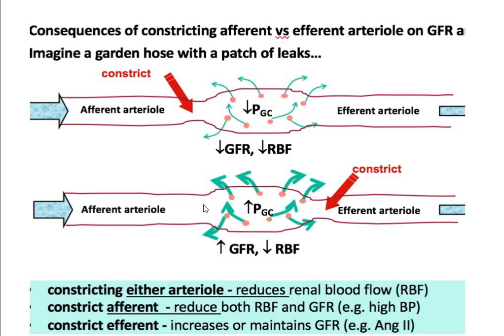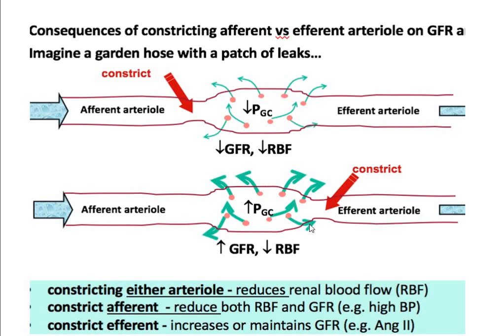The second condition is when there is constriction of efferent arterioles. Now again, if you see the same hose pipe, the water is flowing freely till this area where there were holes, but the outflow is constricted. So what will happen? There's a high amount of pressure here, and all the fluid is flowing out with great pressure. So GFR is very much increased.